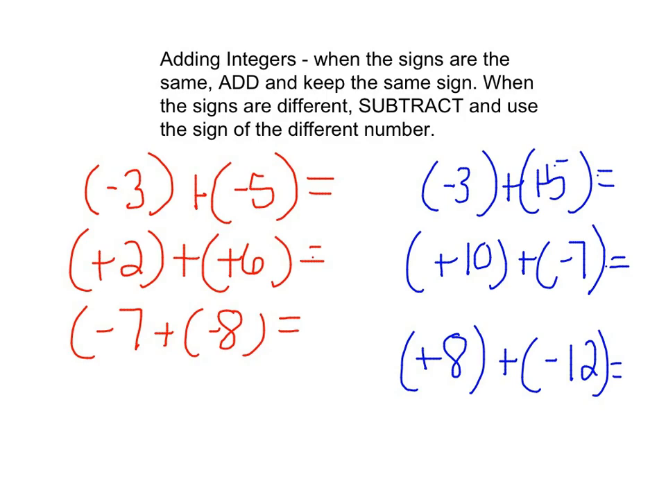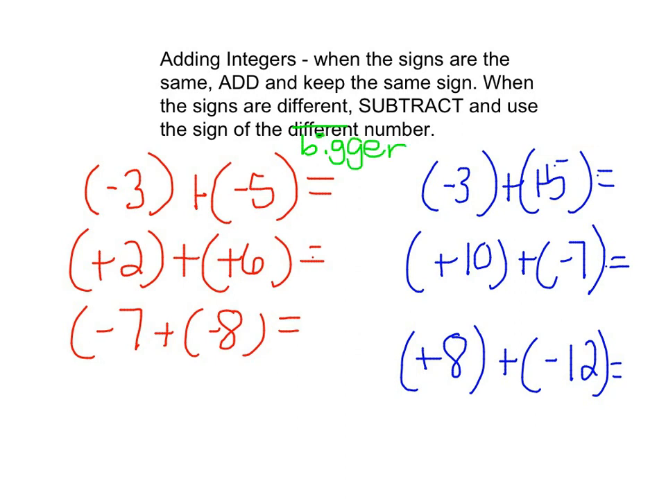Okay, pre-algebra, here are the rules for adding and subtracting integers. On this first page, I have the adding integers rule, and so it goes: when the signs are the same, add and keep the same sign. When the signs are different, subtract and use the sign of the bigger number. Whoops, I typed that wrong just now, how funny. So it's bigger number. Sorry about that.